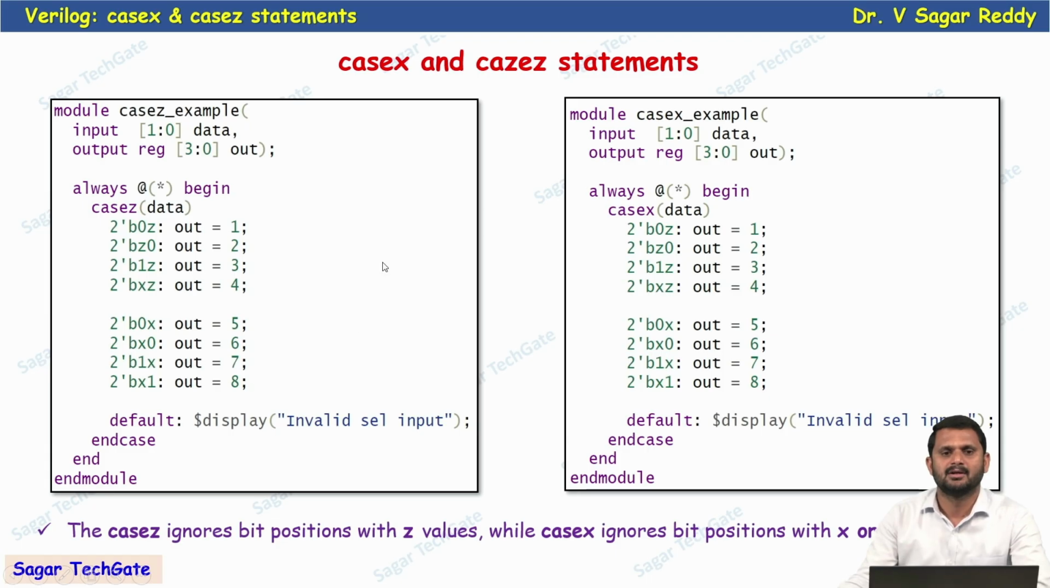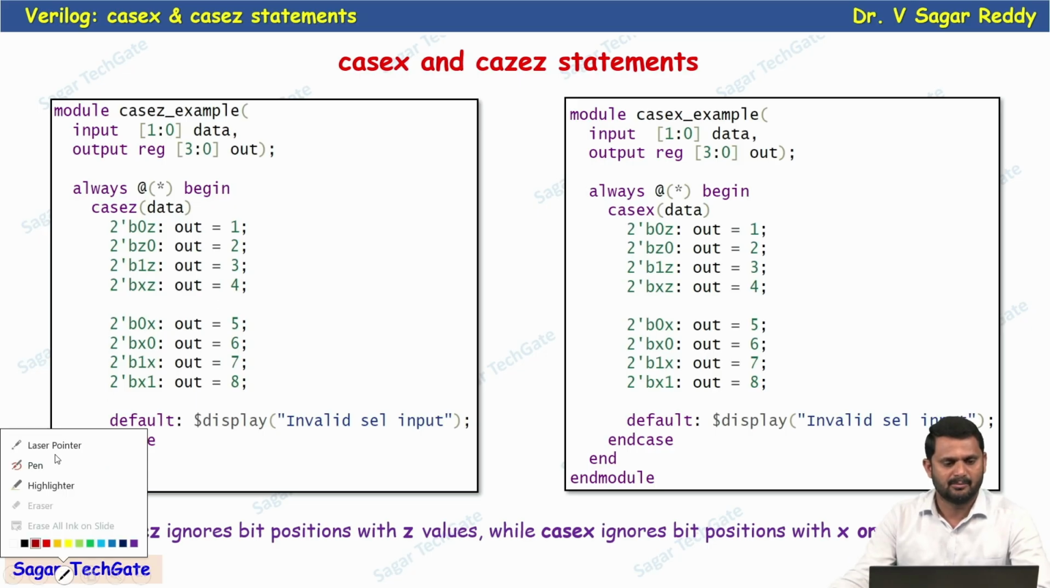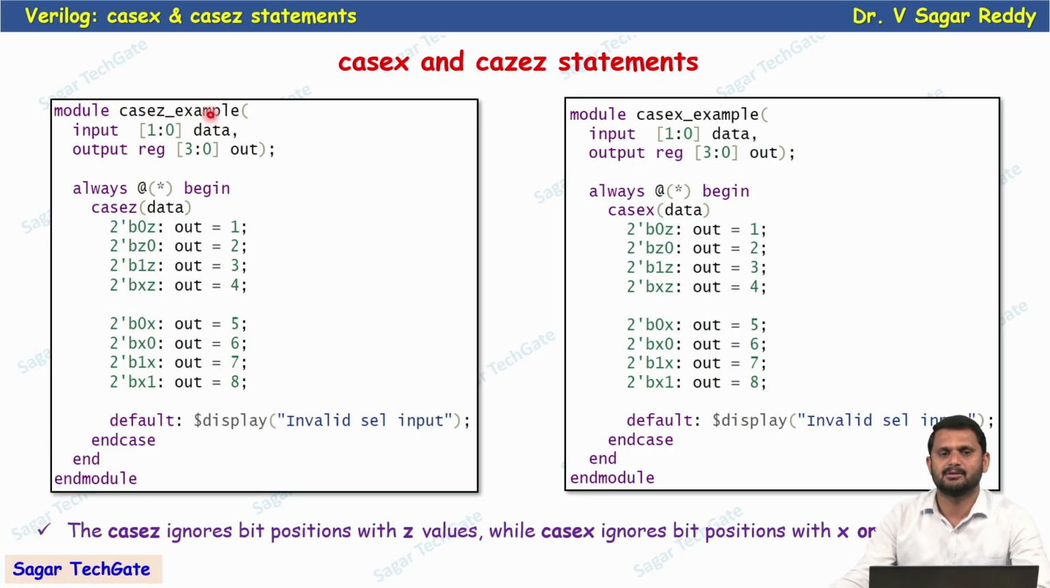Now see this example. By seeing this example, you can understand how we use casex and casez. I'll define one model here, a casez example. Inputs [1:0] data and output reg [3:0] outputs. Always @(*) begin, which will automatically take the sensitivity list based on the signals mentioned in this case statement. I'll use casez (data). Here casez ignores the bit position with z, whereas casex ignores the bit position with x or z values. Now we'll discuss.